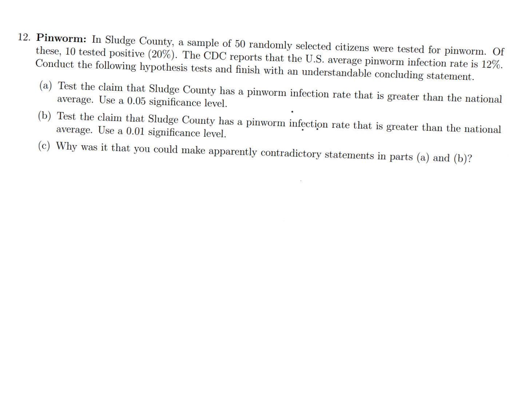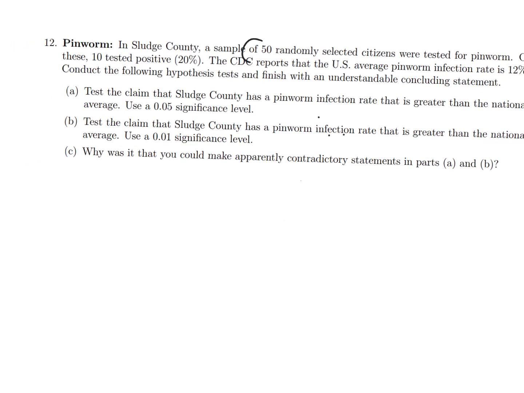So this is a problem from the textbook, one of the ones that doesn't have the solution worked out, so I thought it'd be a good one to do this week to give you an application of rejecting H0 and H1. They did a sample of 50 people, and 10 of them had pinworms, and the CDC reports that the average U.S. infection rate is 12%. So they want to test the claim that the people of Sludge County have a higher infection rate than the national average.